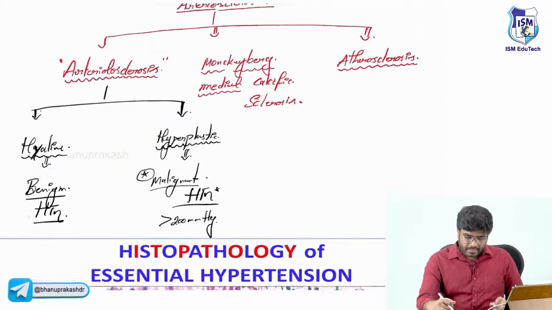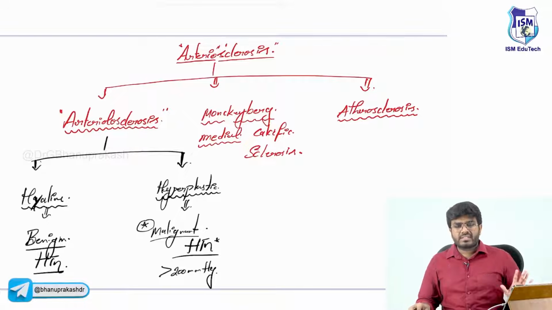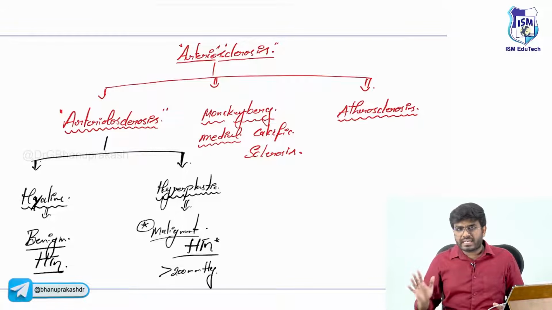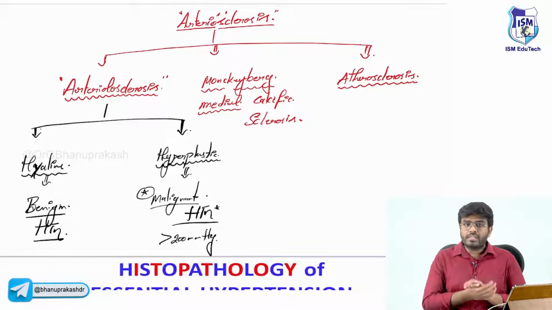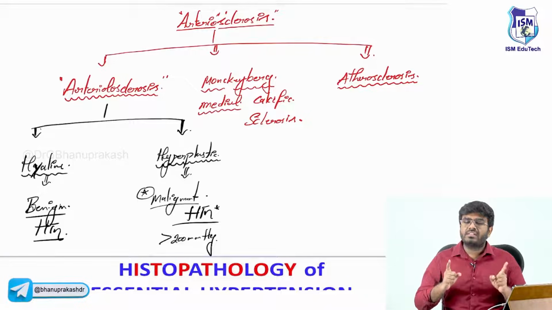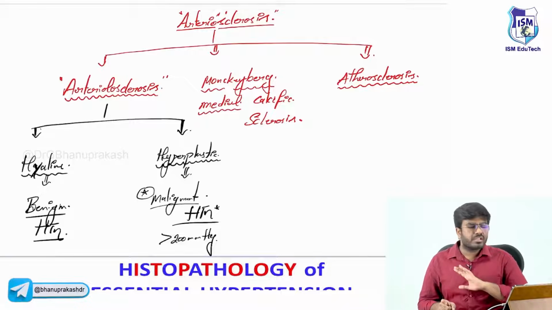Anyway, let's come back. We are discussing the topic of arteriosclerosis. How many types? Three types: arteriosclerosis, Monckeberg's medial calcific sclerosis, and atherosclerosis. Arteriosclerosis is divided into two types: hyaline and hyperplastic. Hyaline is seen in benign hypertension. Hyperplastic, with onion skinning of the blood vessels, is seen in malignant hypertension, where the systolic blood pressure is more than 200 mmHg.